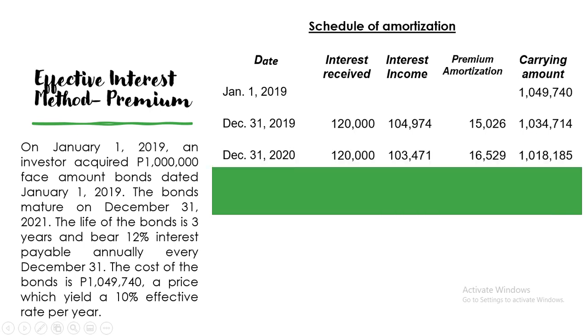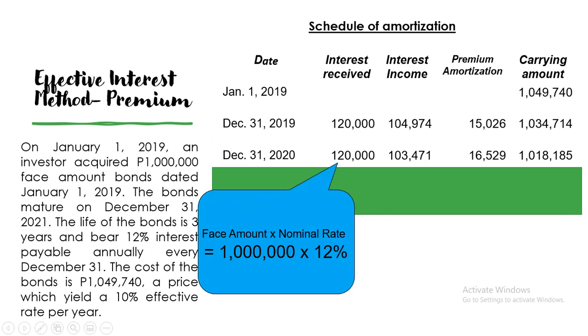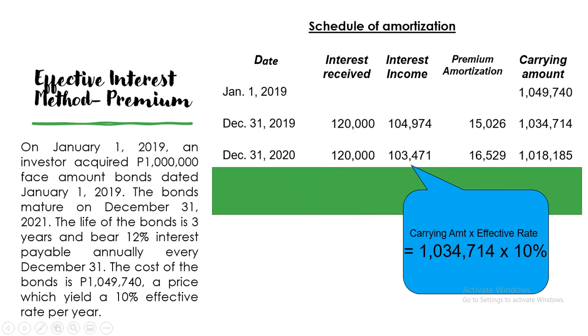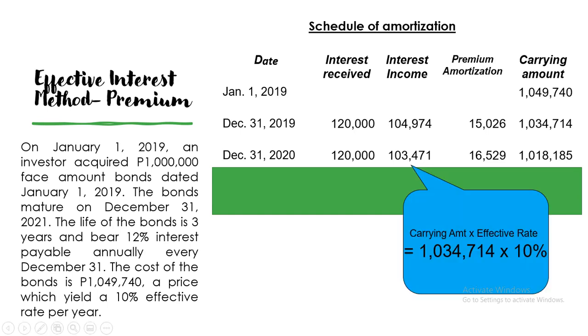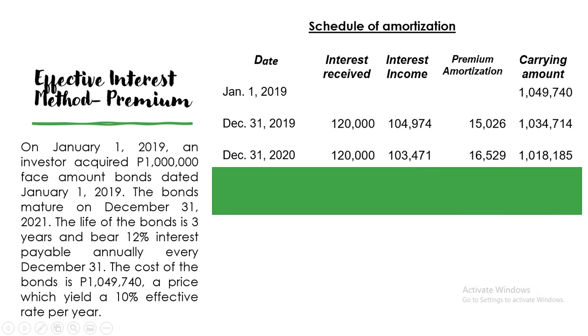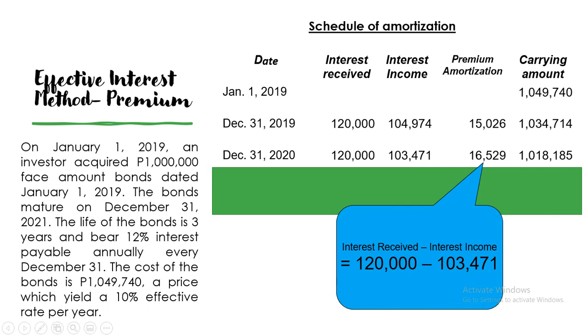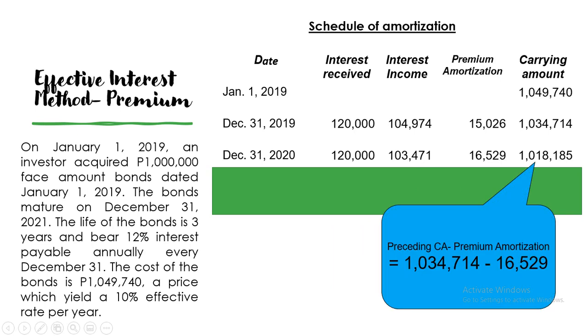Now, for December 31, 2020, the second year, same pa rin po, interest received. And then interest income is now based on the previous carrying amount. Ito na, yung 1,034,740. Hindi yung at the beginning ha, but yung preceding. Ayan. So yung last year, 2019, December 31, times 10%, which is the effective rate. And then, to compute for premium amortization, difference lang ng interest received and interest income. And lastly, the carrying amount is the preceding carrying amount less the premium amortization.